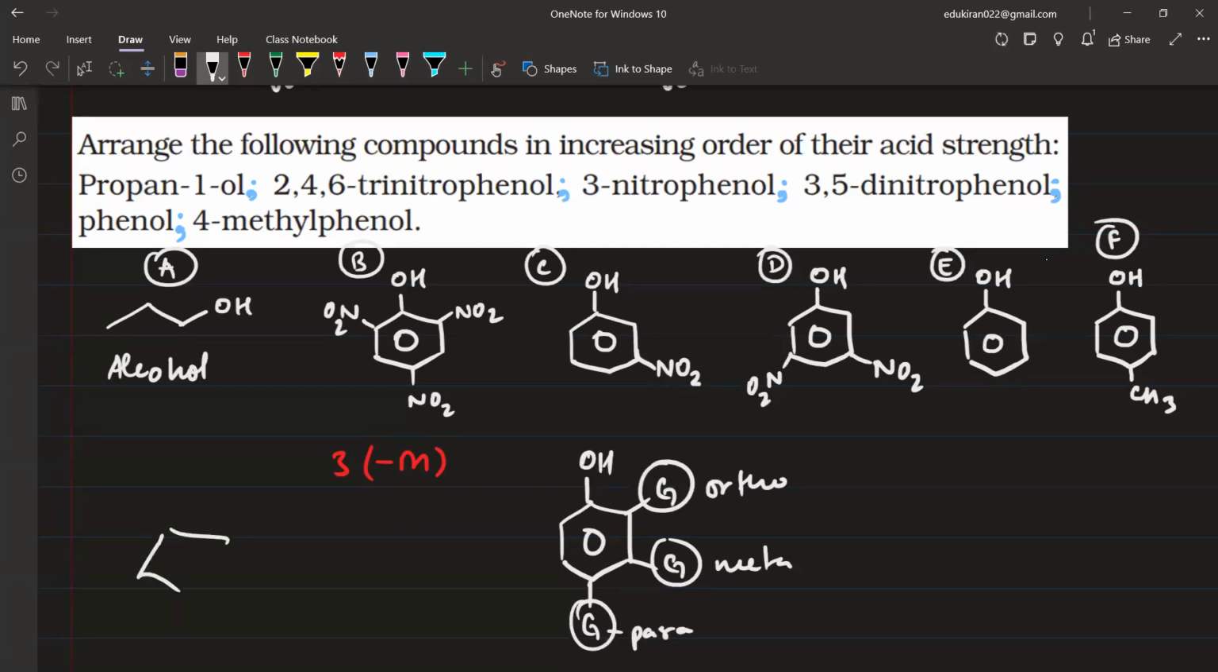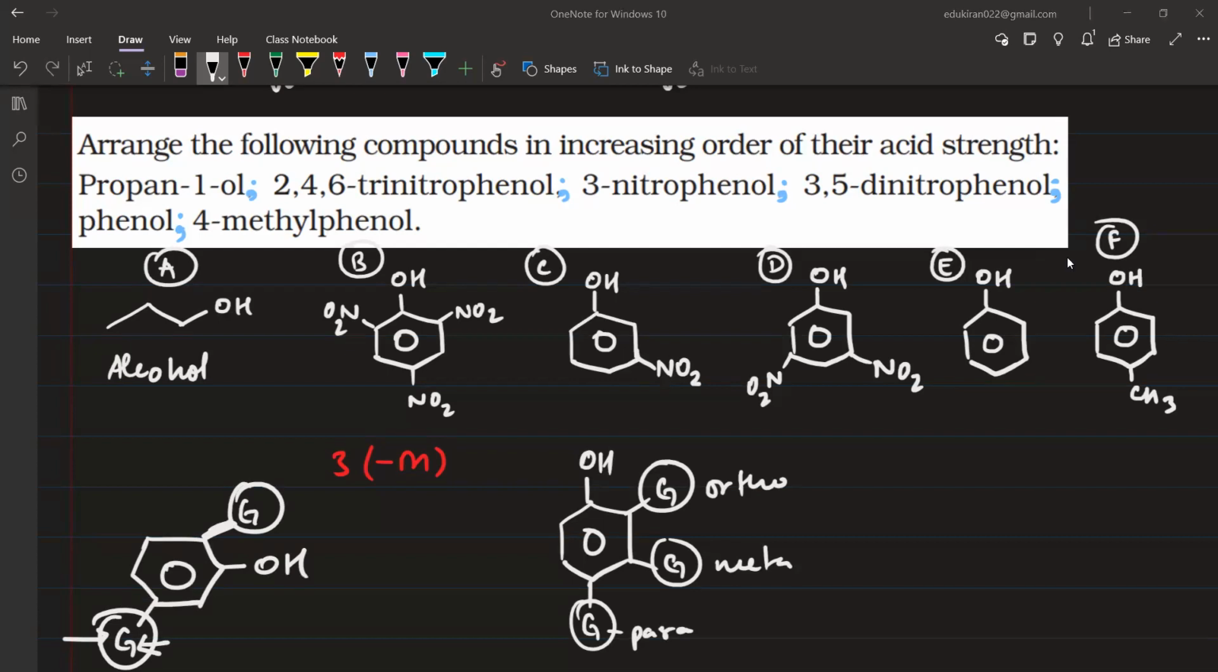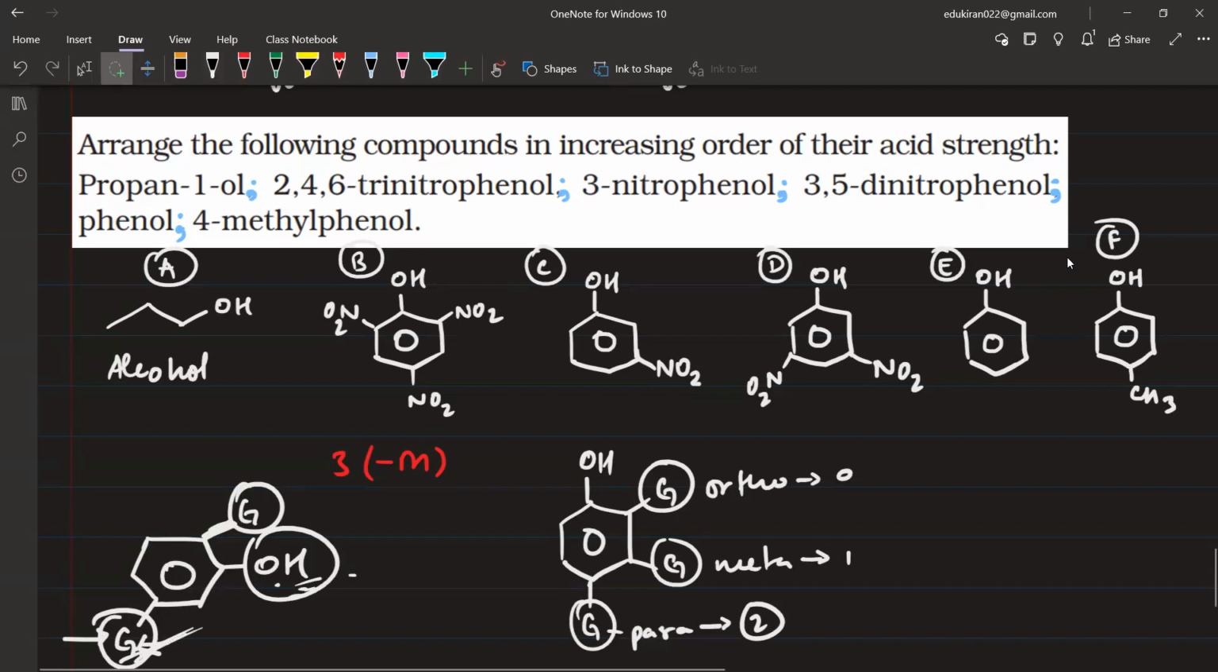So for example, if I have a benzene ring like this, OH, then what is this position? Ortho. And what about this position? See, ortho means 0 carbon in between, meta means 1 carbon in between, para means 2 carbons in between. So look at OH and this group. How many carbons are in between the OH and the group? Meta. Got it?